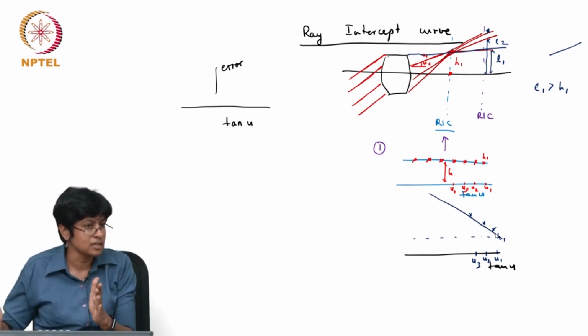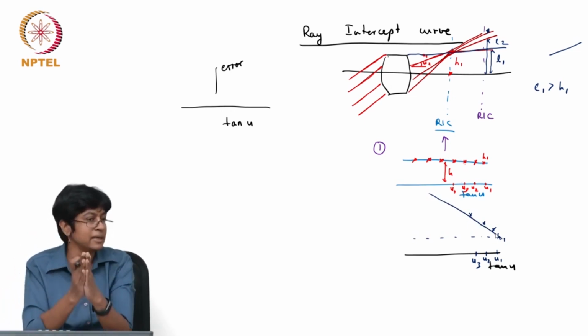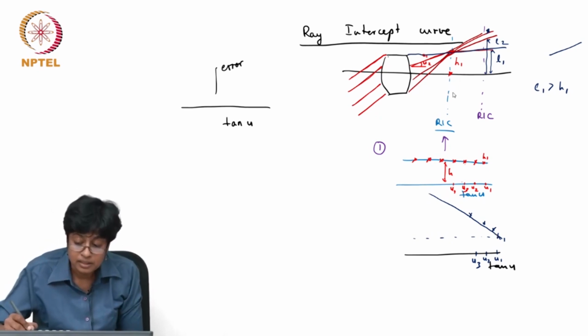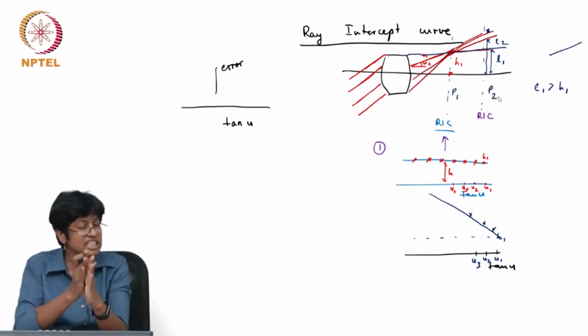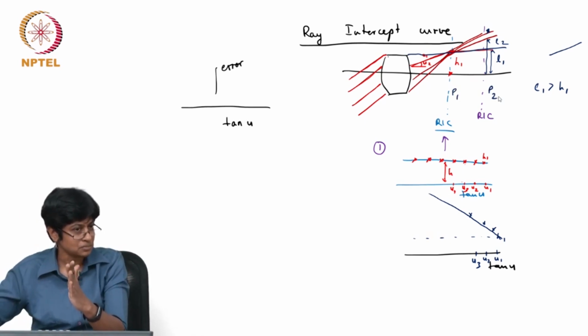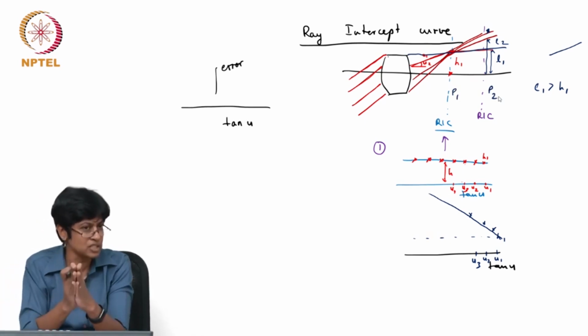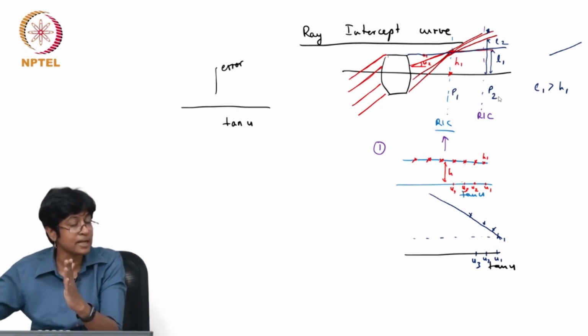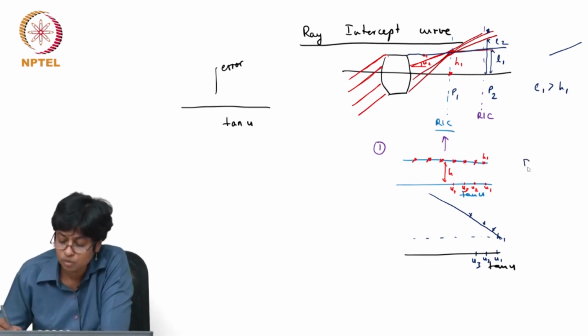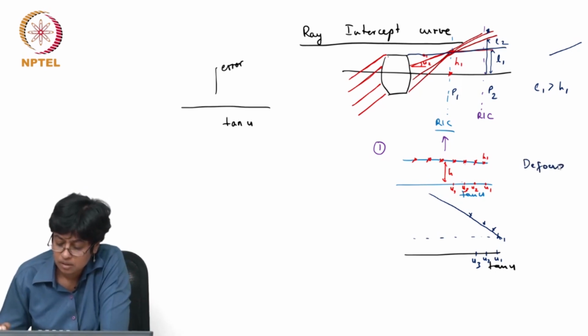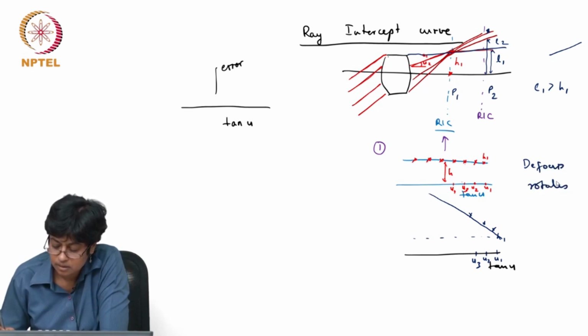So defocus, what have you done by moving your image plane from this plane P1 to this plane P2? You have defocused. P1 was the plane where the best focus happened, but instead of looking at P1, you looked at a different plane. And what did that do to the RIC curve? It just rotated the RIC curve. So defocus rotates the RIC curve.